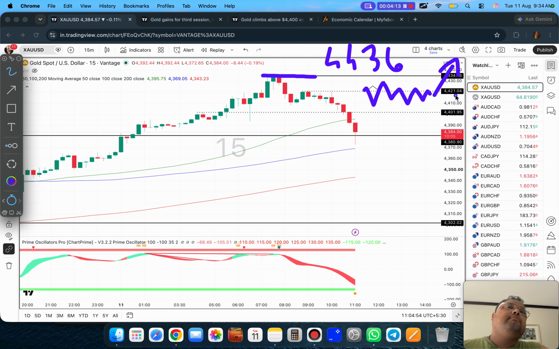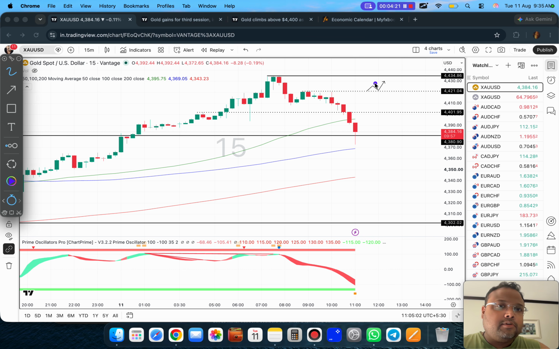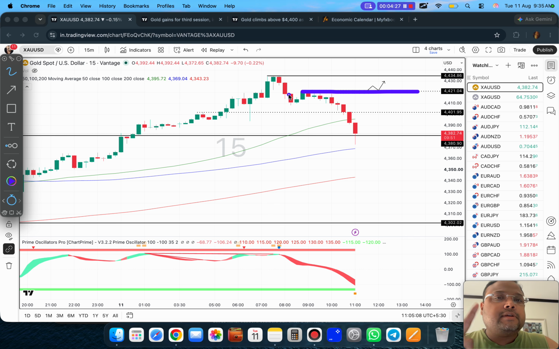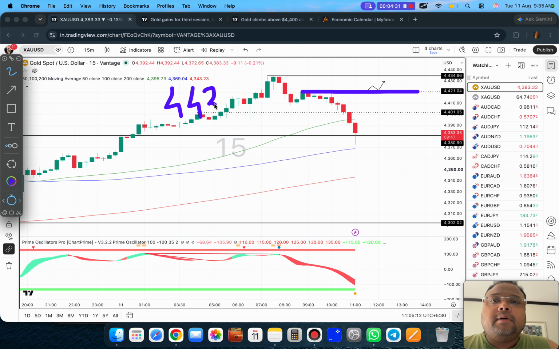So if the market goes up from here, we can look for a buy above 4436 as well. If you are a part of our WhatsApp group, then I also mentioned one more thing in the morning: during the day, if you're a scalper, precisely if you're a scalper, you can look for a buy above 4422. Means if the market consolidates around this area, then you can look for a buy above this zone as well.